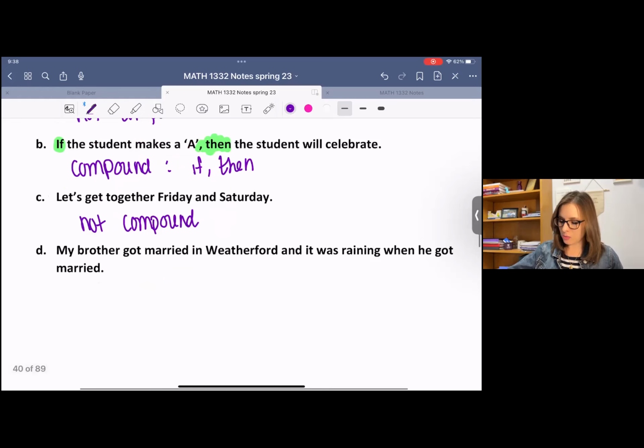The last one says, my brother got married in Weatherford and it was raining when he got married. We do have a logical connective, and we need to decide if that word is being used as a connective for a compound statement. The first part, my brother got married in Weatherford, is a full sentence that could be true or false. The second, it was raining when he got married, is again a full sentence that can be true or false. So this is compound, connected with the word and.